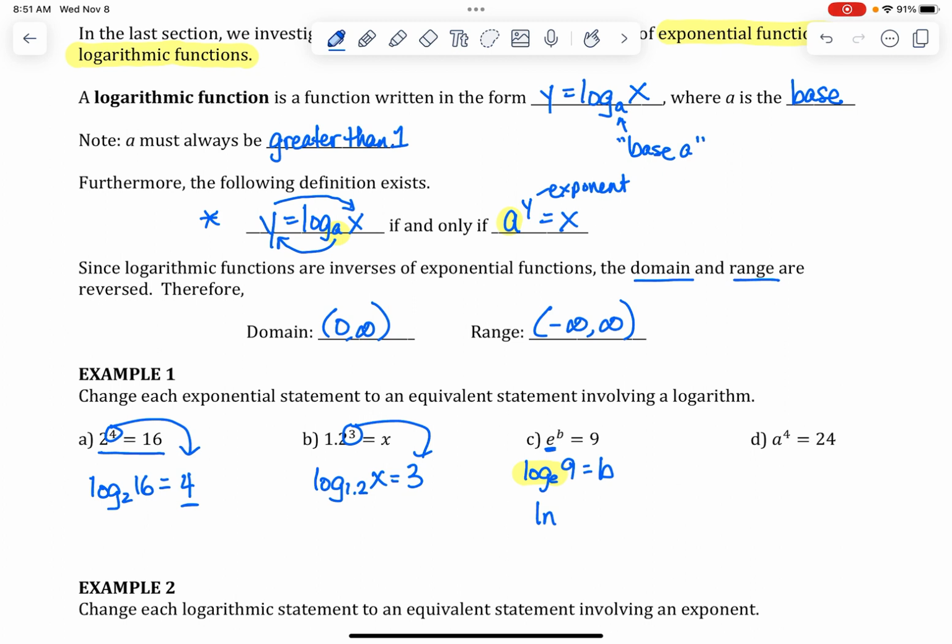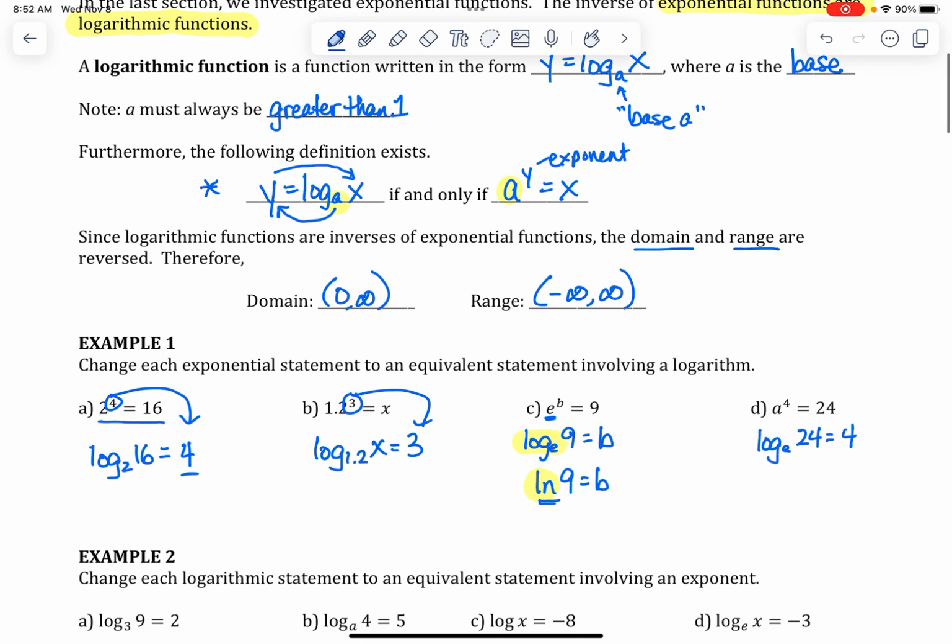And so you'll write it as ln9 equals b. So just know that ln and log base e are literally the same thing, but we do want you to write log base e as ln in practice, okay? So writing the last one here, we have log, your base is the variable a, the number is 24, and the exponent is 4, okay? So hopefully that skill's pretty straightforward, and you'll see this a lot in later sections, okay?